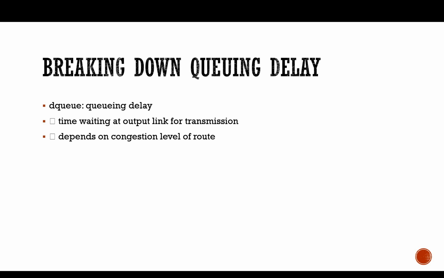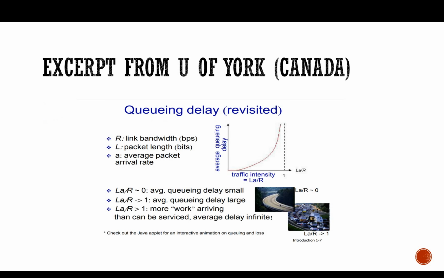So, taking from the lecture slides, again, our shorthand notation of queuing delay, and it's effectively time waiting at output link for transmission, and it depends on the congestion level of the route. And it's similar to traffic and backups, so it's a great comparison to a real world palpable example. Okay, I've taken some lecture slides from the University of York of the True North, Canada.